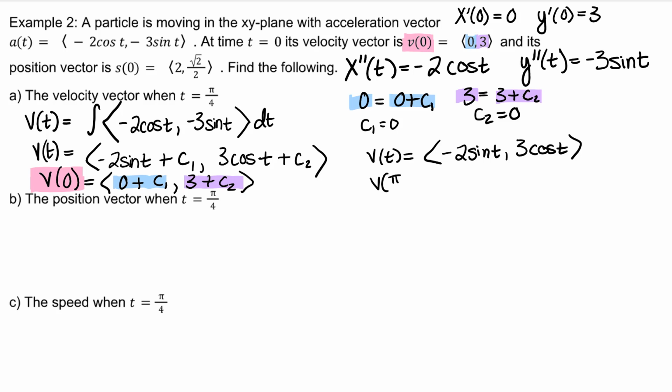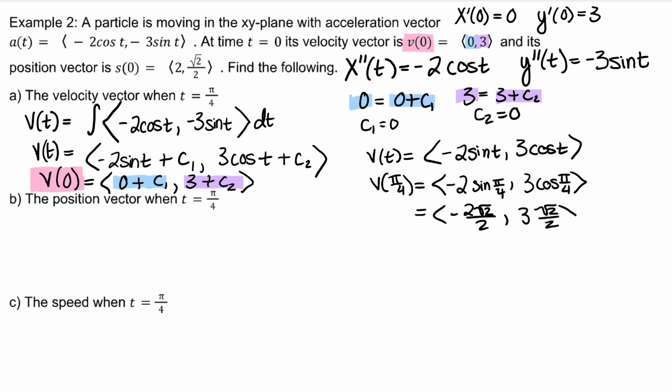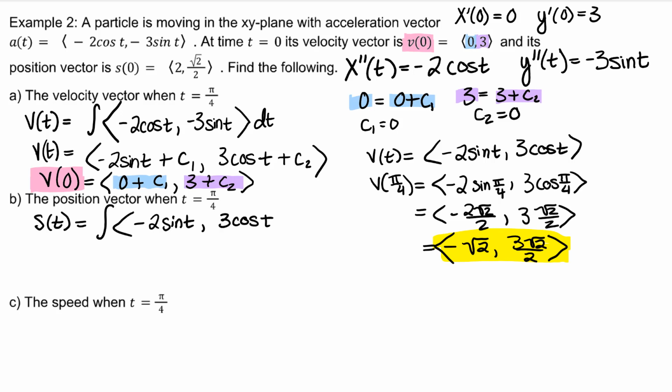For the velocity at t equals pi over 4, plug in pi over 4. The velocity vector at pi/4 is -√2, 3 root 2 over 2. To find the position vector when t equals pi/4, first I'll find the general form of the position vector. This means I'm going to integrate the velocity vector.